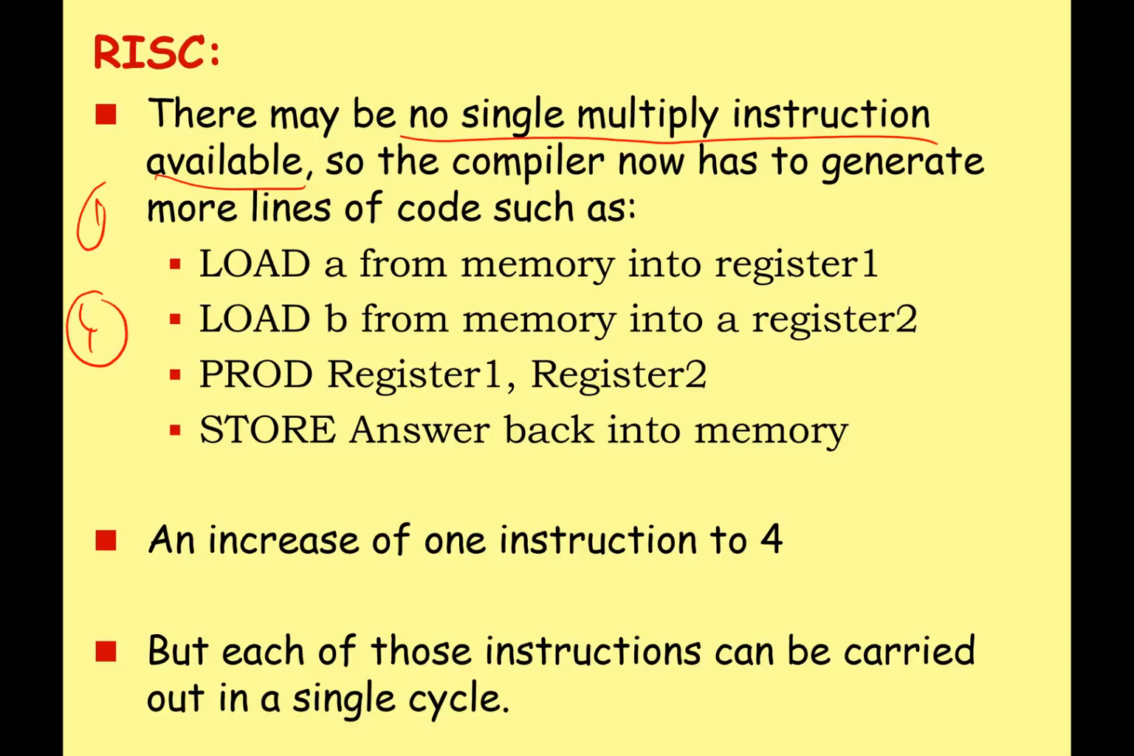So on our RISC chip, we want to multiply 2 numbers together. That's 4 lines of code, whereas before with our CISC chip, it was only 1 line of code. So we're going from 1 instruction to 4. However, because it's a RISC processor, each of these instructions is a single clock cycle. So remember, with the CISC, we only had 1 instruction, but that might take multiple clock cycles. Here we have 4 steps, but each one we know is only going to be a single clock cycle.